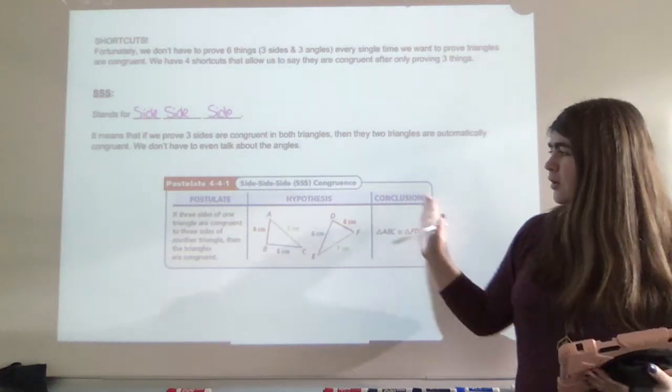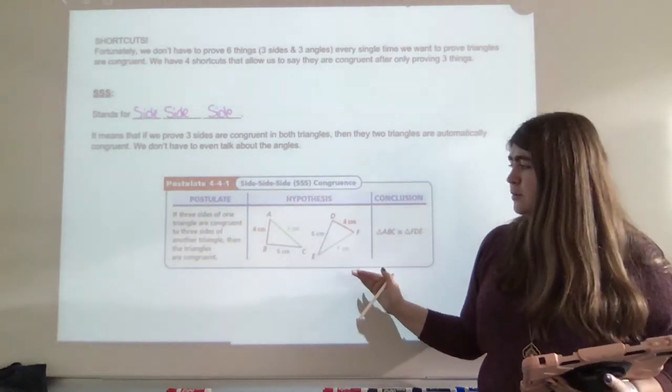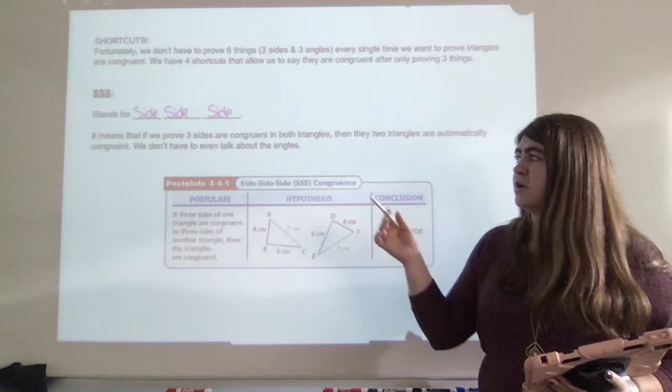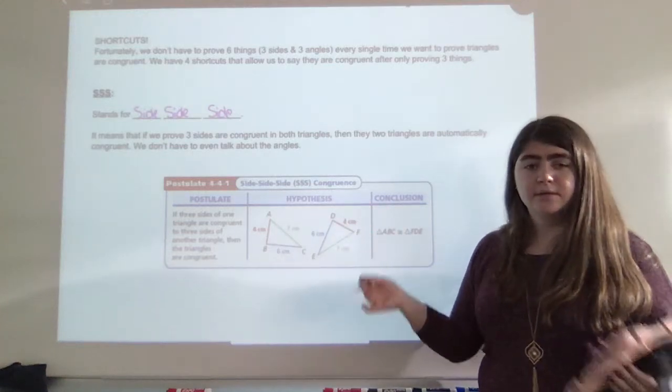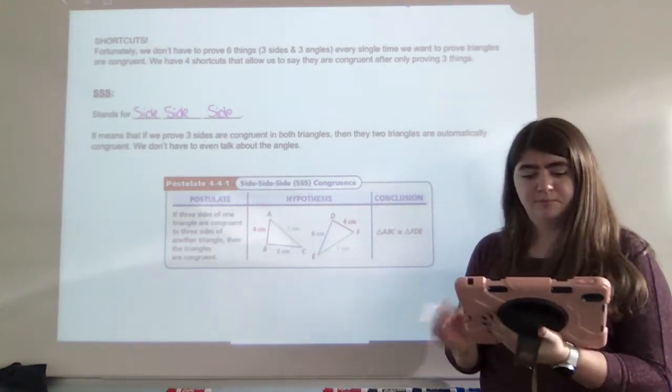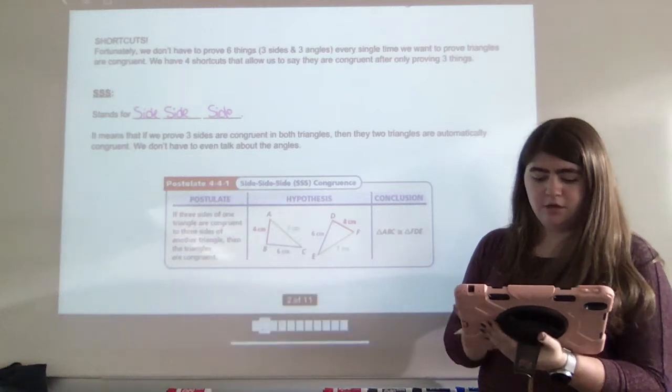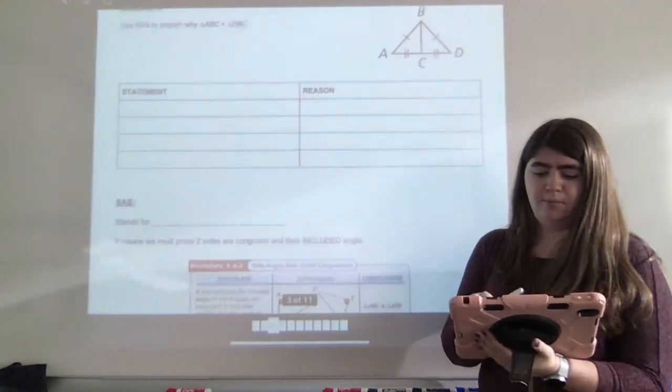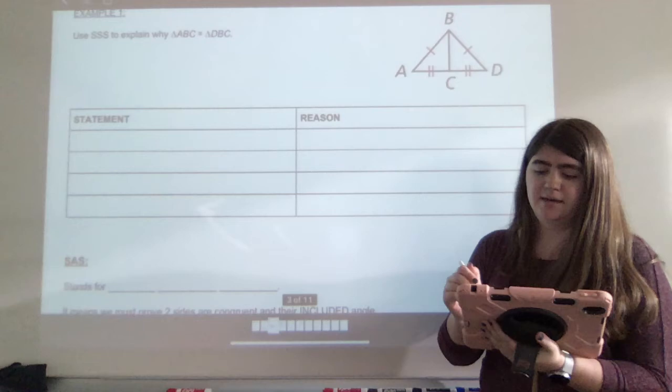And we don't even need to talk about the angles because this shortcut says that they're congruent. This is just a little more information about this. This pretty much just goes over what I just said. So if you can prove the 3 sides are congruent, you have 2 congruent triangles. Alright, let's go ahead and take a look at an example of a proof using side, side, side.